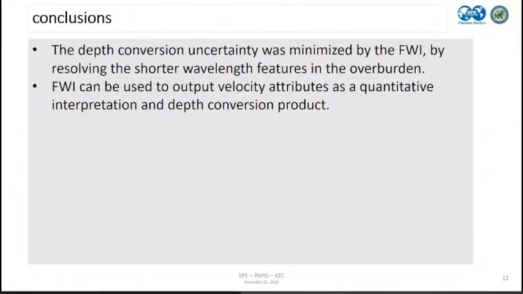So my conclusion, obviously, like we've seen here, is that full waveform inversion has helped resolve the depthing uncertainty, and it's a great quantitative interpretation byproduct. Thank you very much. Please, if you have any questions, then go for it.